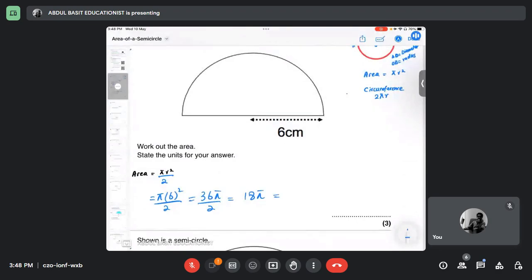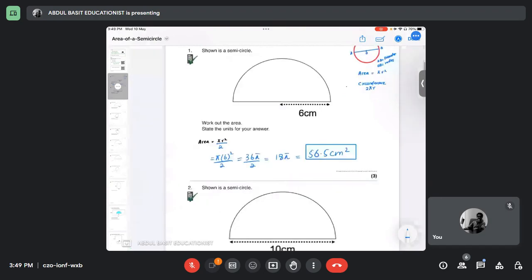Press 18, then shift and then the button beside answer, which is pi. 56.4, sir. So 56.5 is the answer. So it would be centimeters squared, okay? It is a square quantity.